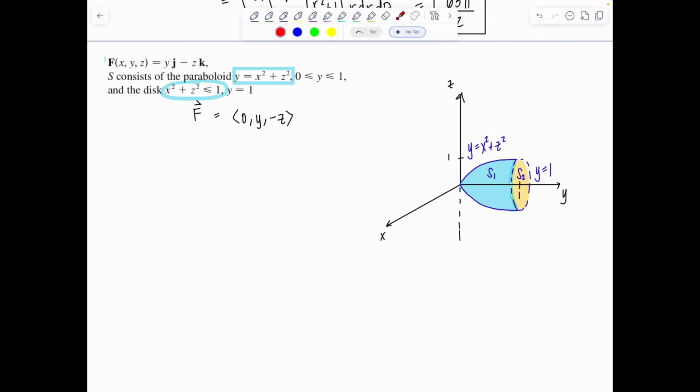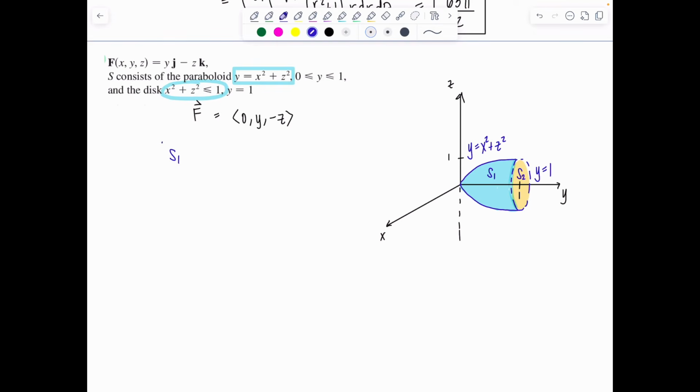It's actually a plane at y equals 1, but when it intersects the paraboloid, it makes this disk, x squared plus z squared is less than or equal to 1. So it's that disk at y equals 1, but really, who is this surface? This is y equals 1. X squared plus z squared equals 1 is the intersection right here, the boundary. So two surfaces.